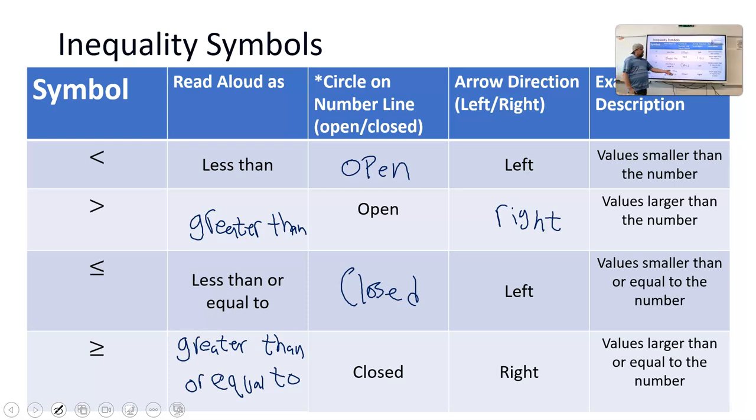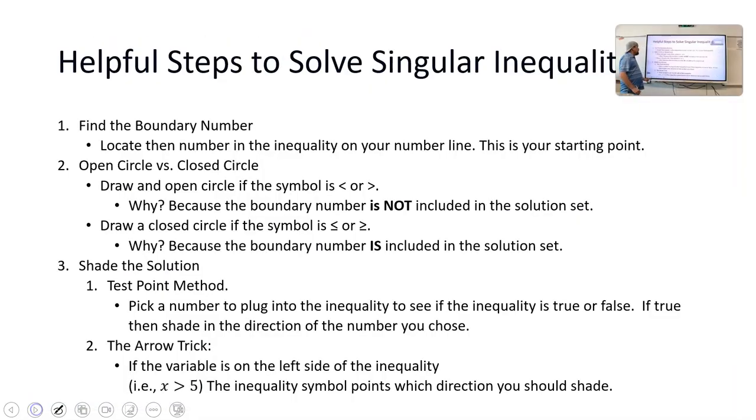Let's go ahead and put into practice how we actually graph these. We're going to apply open circles, closed circles, and whether we're shading left or right. The way we do it is we find the boundary number. Locate the number in the inequality on your number line. That's going to be your starting point. Is it open or is it closed? And then we need to know if we're going to shade to the left or to the right.